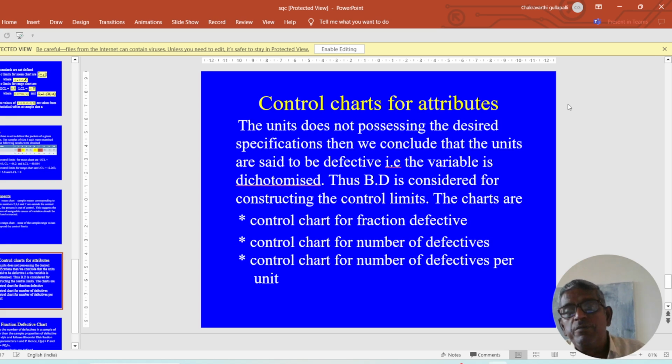Now, control limits for attribute charts. We already discussed that we are using three types of charts for attributes: one is fraction defective, another is the number of defects, and the third one is the number of defects per unit. But here we have to discuss one more point. We are taking a fixed sample size, but there are variable sample sizes also.